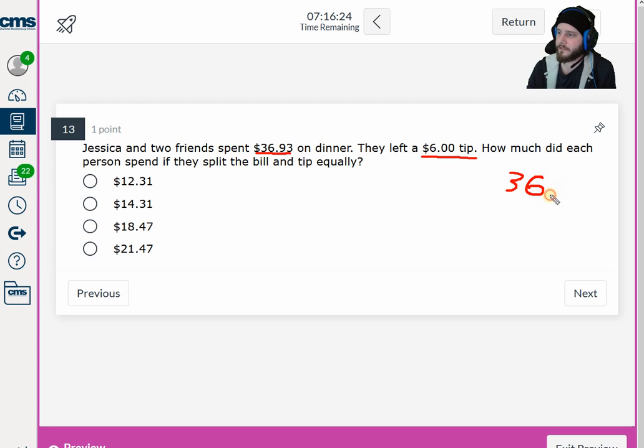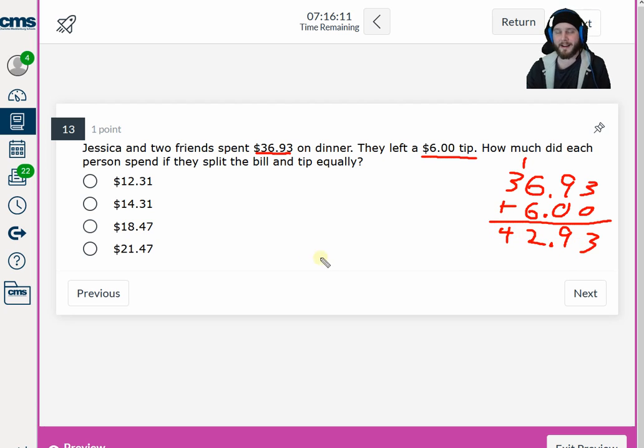So $36.93 plus a $6 tip. Add that together. And we get, they spent $42.93 total. Now we're going to divide that by 3, not 2, because it's Jessica and 2 friends. So that's a total of 3 people. So that's $42.93 divided evenly by 3 people.